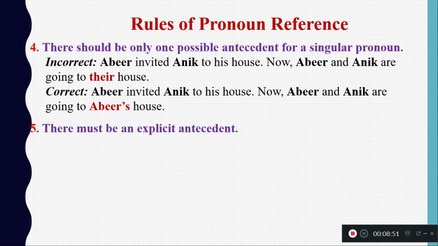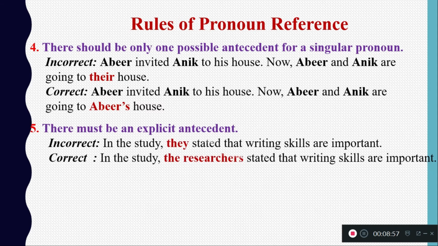Next, there must be an explicit antecedent. In the sentence, "In the study, they stated that writing skills are important," there is no antecedent of the pronoun "they." So it should be written in this way: "In the study, the researchers stated that writing skills are important."